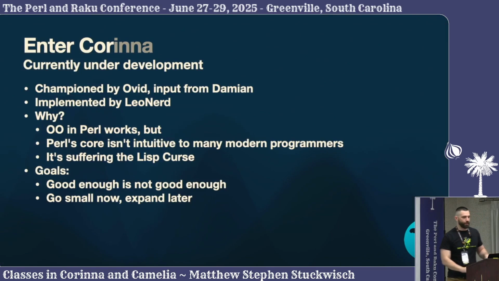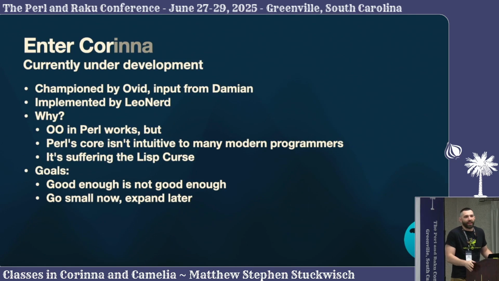Now, enter Corinna, or Core, as it originally was called, and then people got mad at him. Or I don't know if he changed it himself. Does anybody know? He was asked to change? Okay, yeah, from Core to Corinna. It's still very much under development. Ovid was our main champion for this one. Damian gave a lot of the input for it. All of the implementation is being done by Leonard.